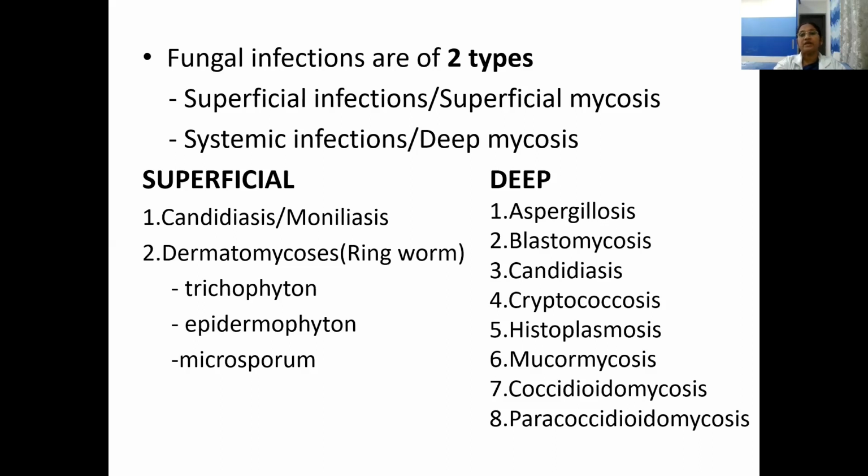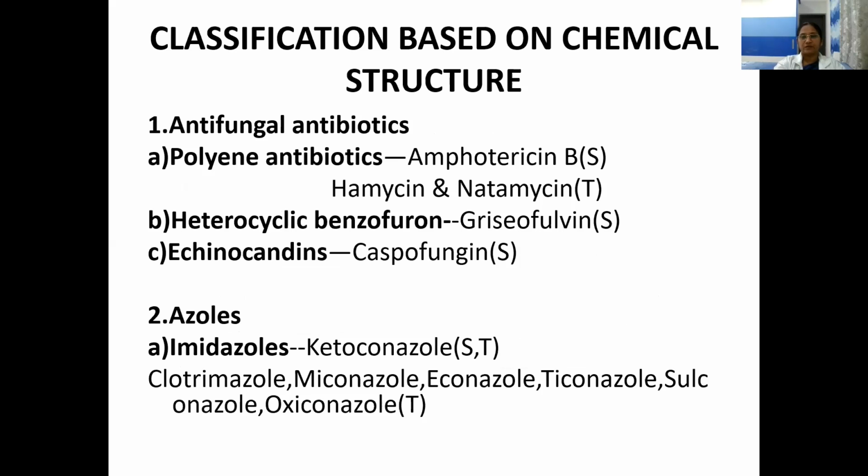Examples for deep infections are aspergillosis, blastomycosis, candidiasis, cryptococcosis, histoplasmosis, mucormycosis, coccidioidomycosis, and paracoccidioidomycosis. Coming to the drugs, these drugs are classified according to their chemical structure, and they are also classified according to their mechanism of action.